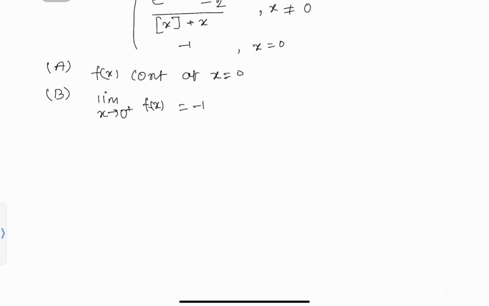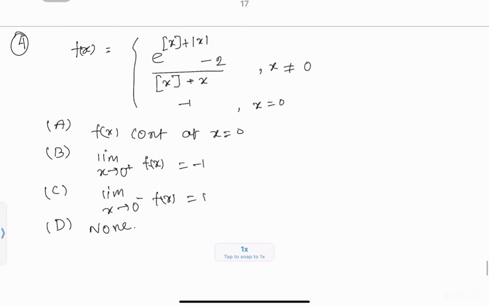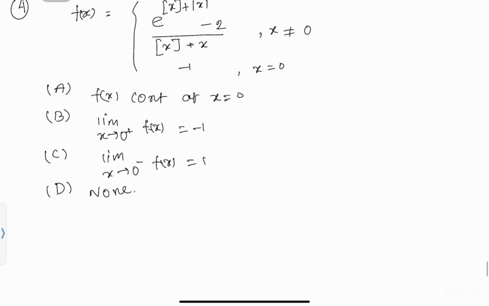Third one, left hand limit x tending to 0 negative, f of x equal to 1, and D option none. So first find the right hand limit and left hand limit of this function. So function is given f of x equal to, okay, so first left hand limit.